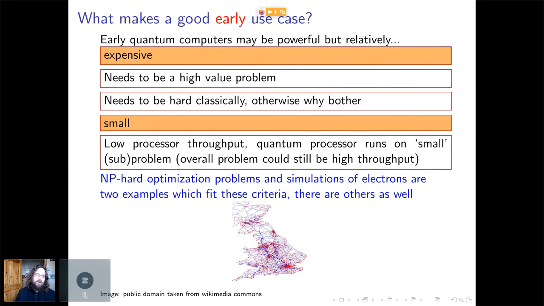And NP hard optimization problems, which I've been talking about in this talk, are a good example of that. Simulation of electrons is another one. There are others as well.